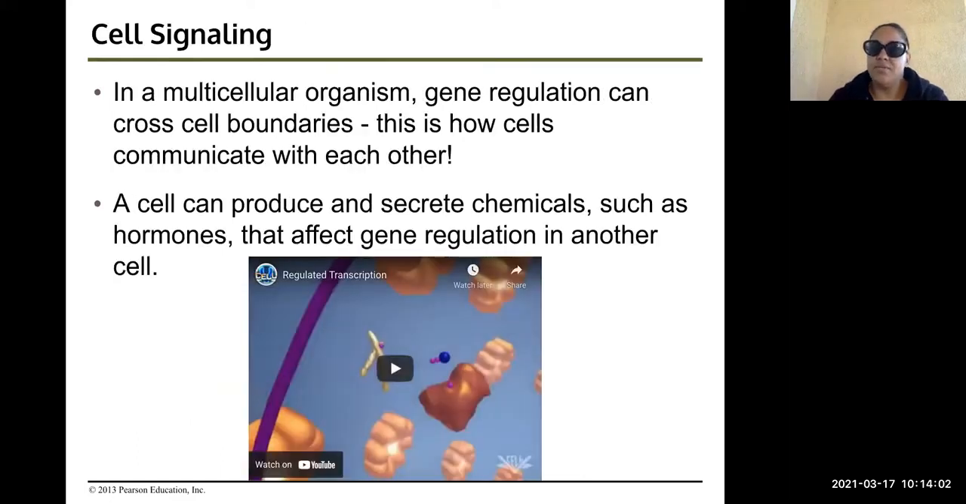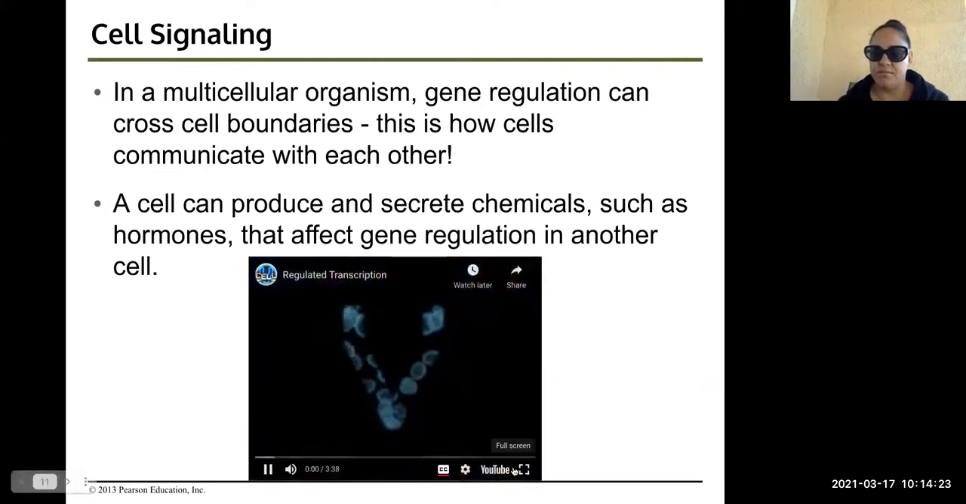Cell signaling. In a multicellular organism, gene regulation can cross cell boundaries, and this is how cells communicate with each other. A cell can produce and secrete chemicals, such as hormones, that affect gene regulation in another cell. So our cells aren't by themselves. Our cells are surrounded by other cells, and they have to communicate to be able to function properly.